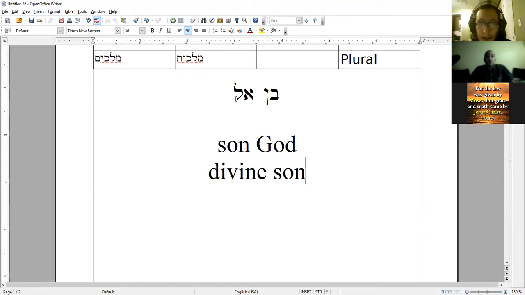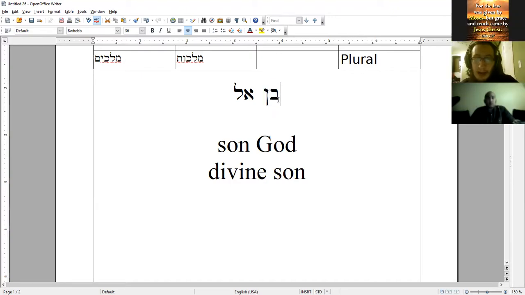So in Hebrew, adjectives come after the noun. Oh, and by the way, Hebrew is right to left. I can't remember if I told you guys that in the first two meetings. So we're reading right to left. So this is the first word, Ben, which means son. Second word, El, means God. An adjective comes after. So it could mean divine son. But most of the time, if you see Ben El, it's not going to mean divine son. It's going to mean son of God.